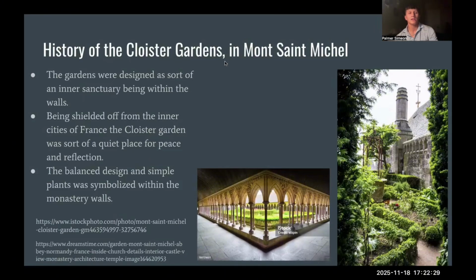Adding on to the history, the cloister gardens at Mont Saint Michel were designed as an inner sanctuary within the walls of the abbey. Protected from the outside world, they provided a quiet place for monks to find peace and reflect. The gardens had a balanced design with simple plants, symbolizing harmony and calm within the monastery. They were an important part of monastic life, giving the monks a space for meditation and daily routines.